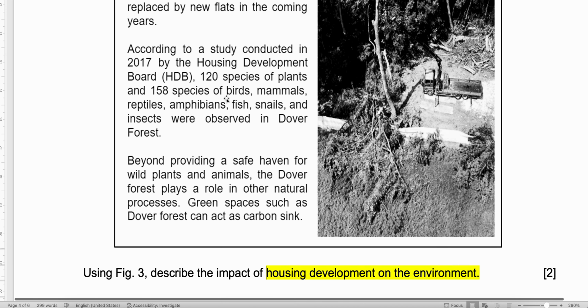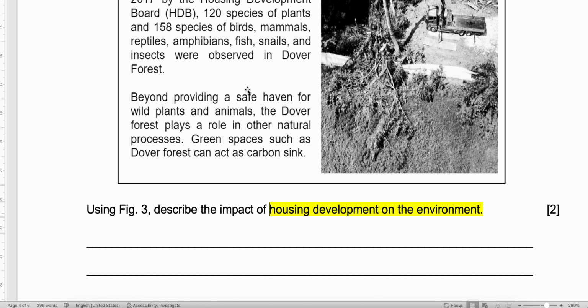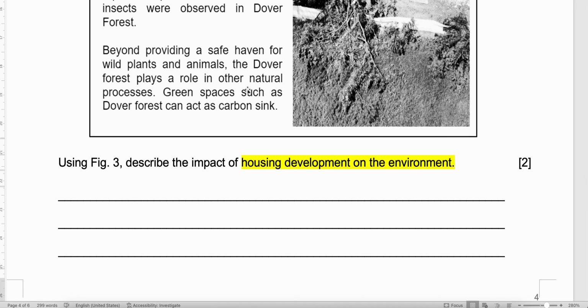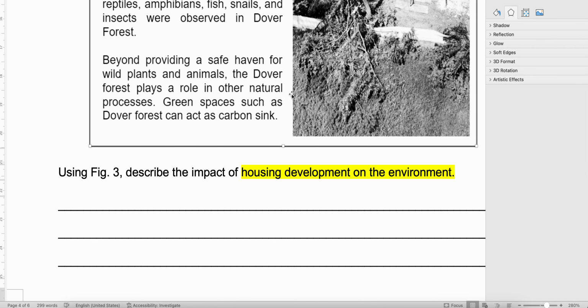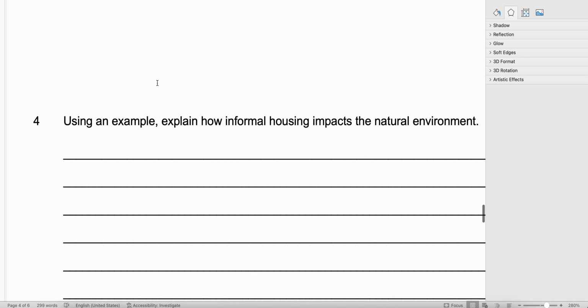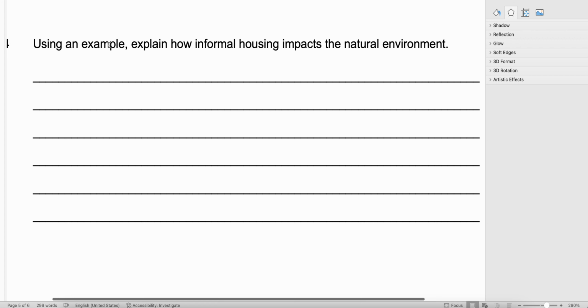Okay, so for example, all these species that were observed there with the development, what has it got to do with the environment when they're affected and how are they affected? Okay, so please describe, give me details of the impact. Okay. And then of course they mention the role in other natural processes. You've already learned what the natural processes the animals and wild plants can be. Okay, so what will happen when you remove them due to the development of housing. Okay, and the last one, using an example, explain how informal housing impacts the natural environment.